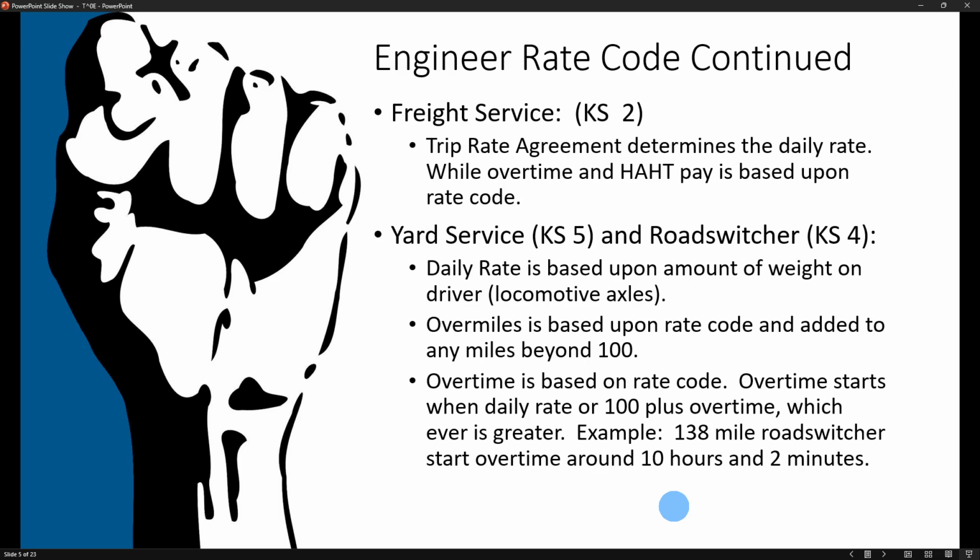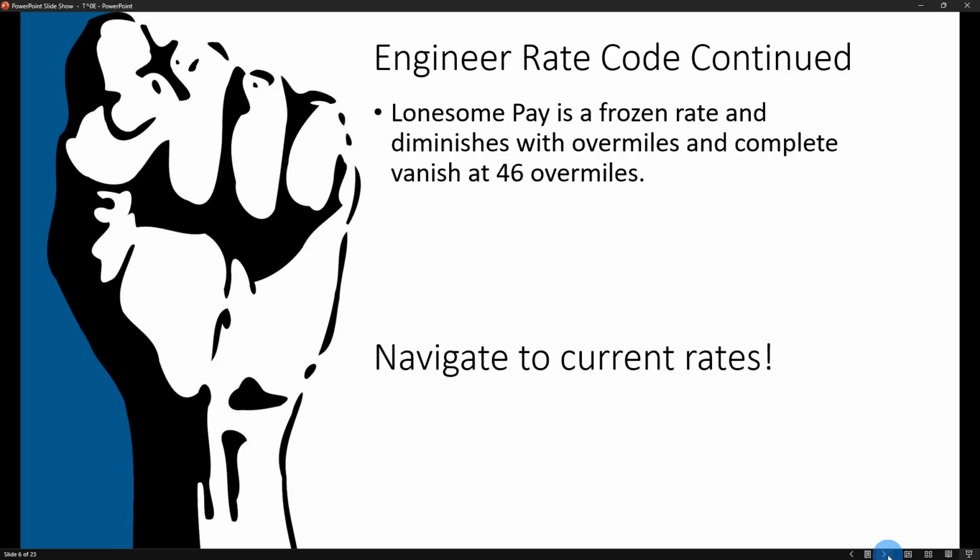Overtime starts when the daily rate or 100 miles plus overtime, whichever is greater. Example, 138-mile road switcher, which we have 3 of them at Lafayette. They start overtime around 10 hours and 2 minutes. Lonesome pay is a frozen rate and diminishes with overmiles and completely vanishes at 46 overmiles.